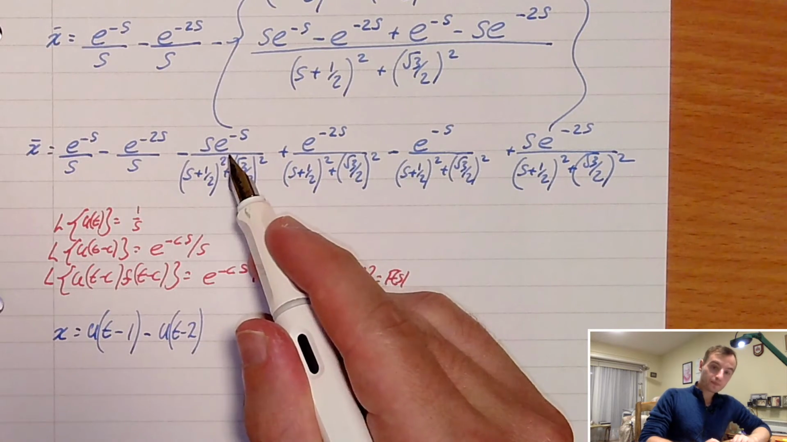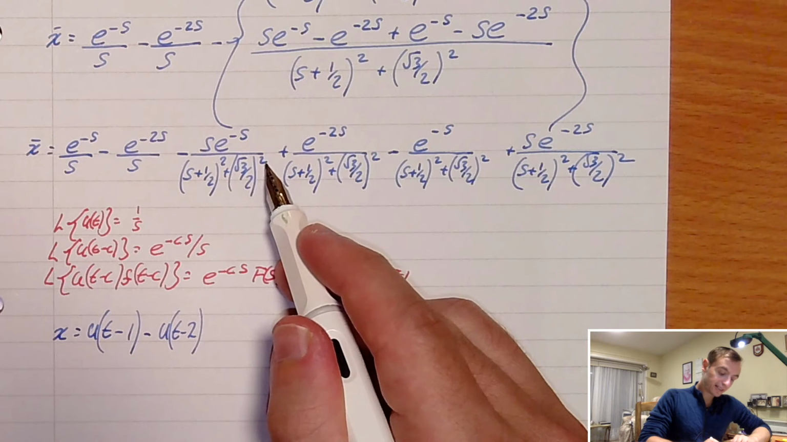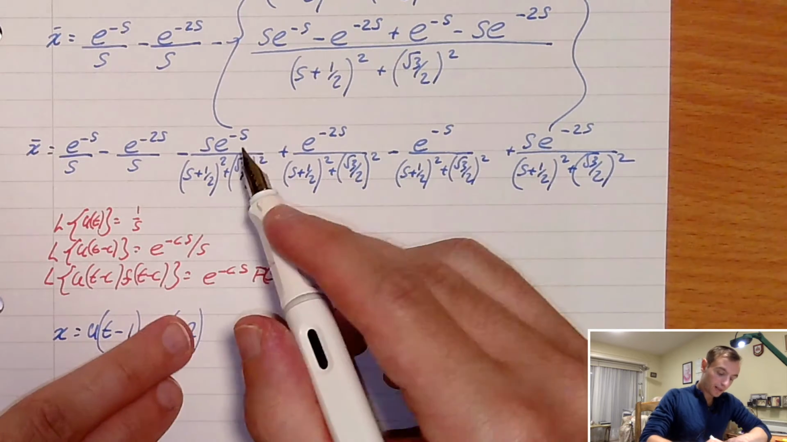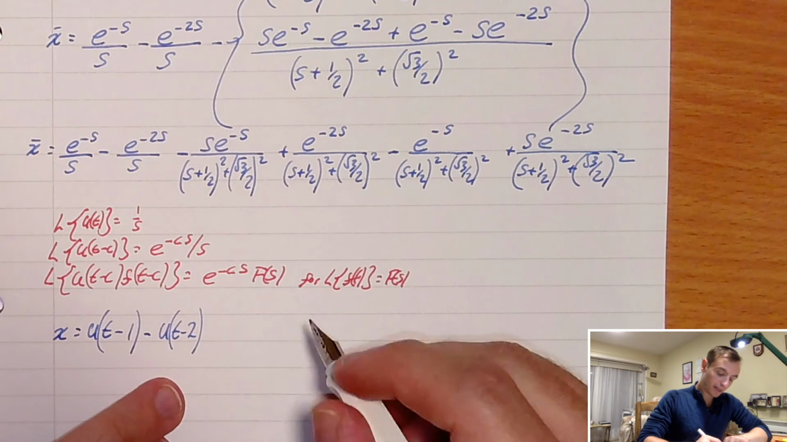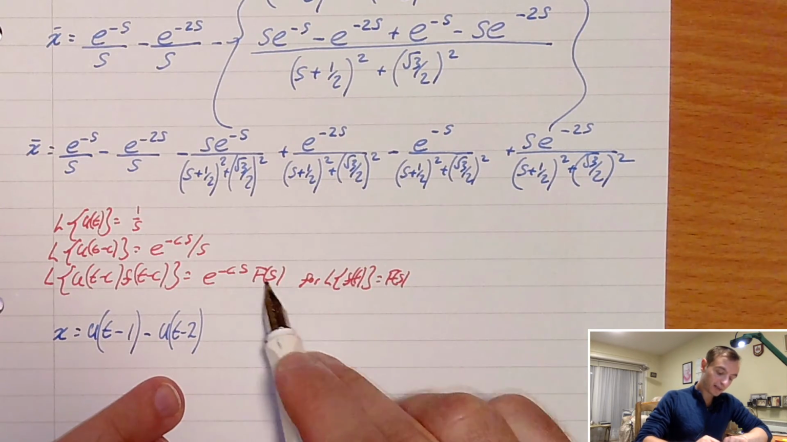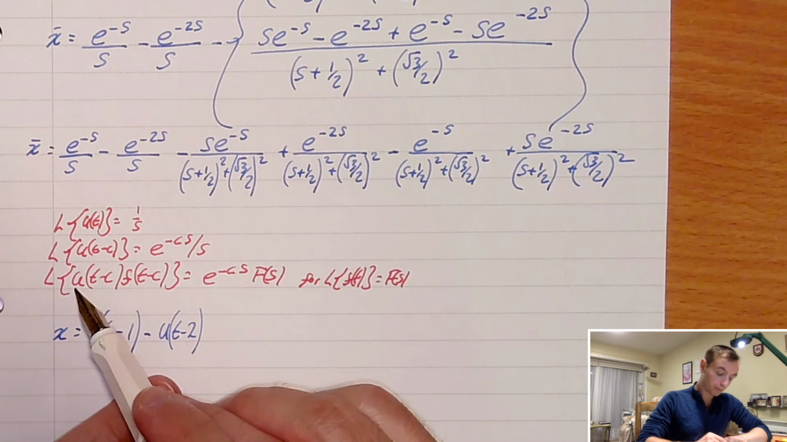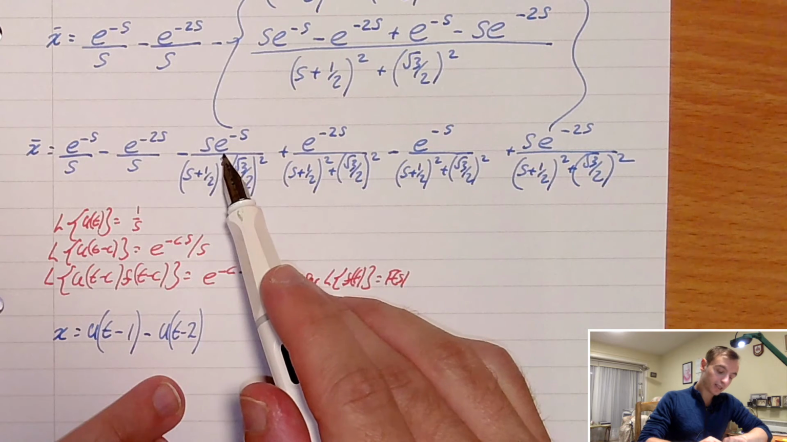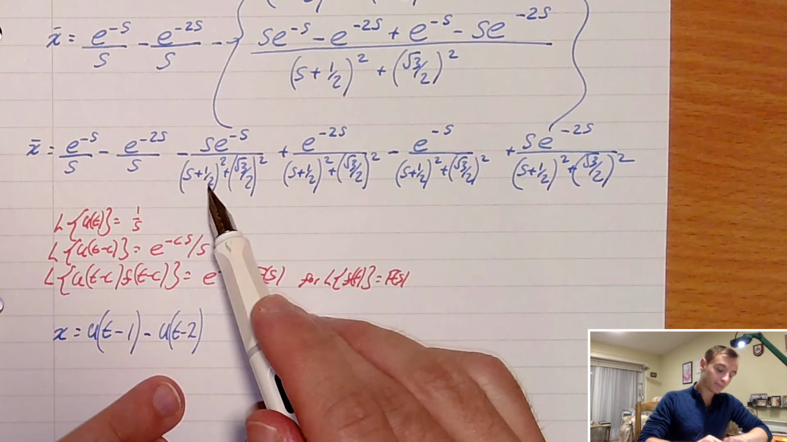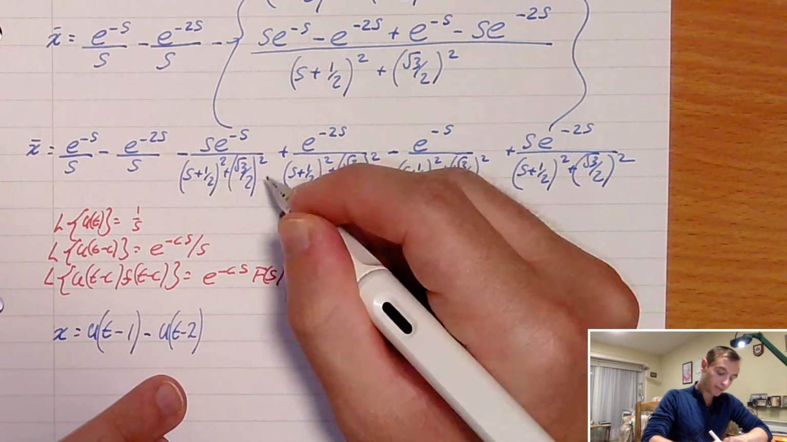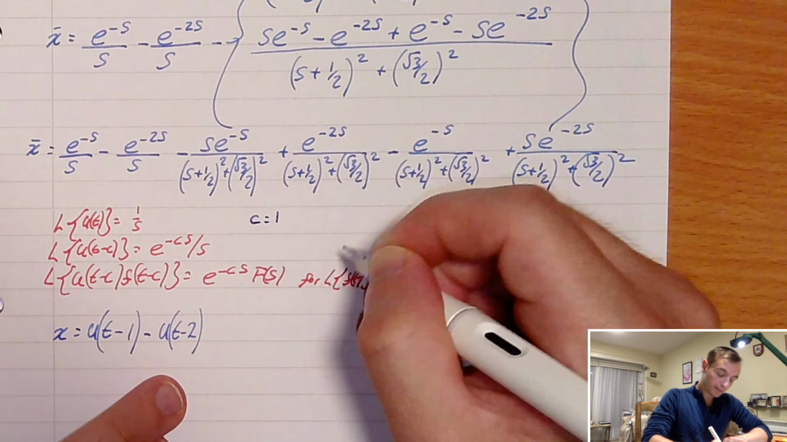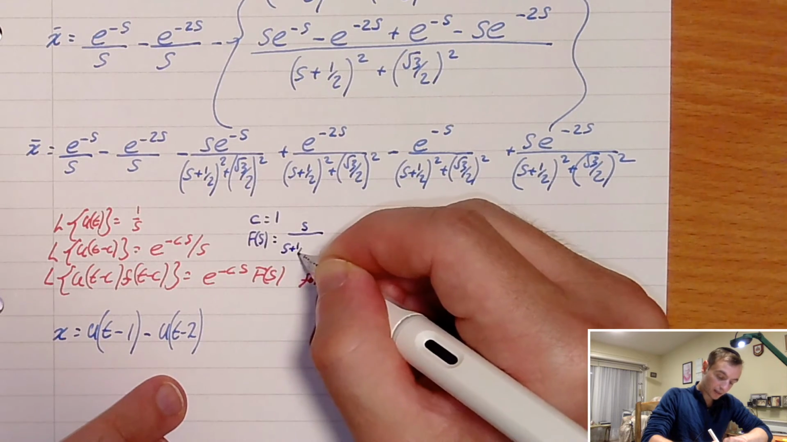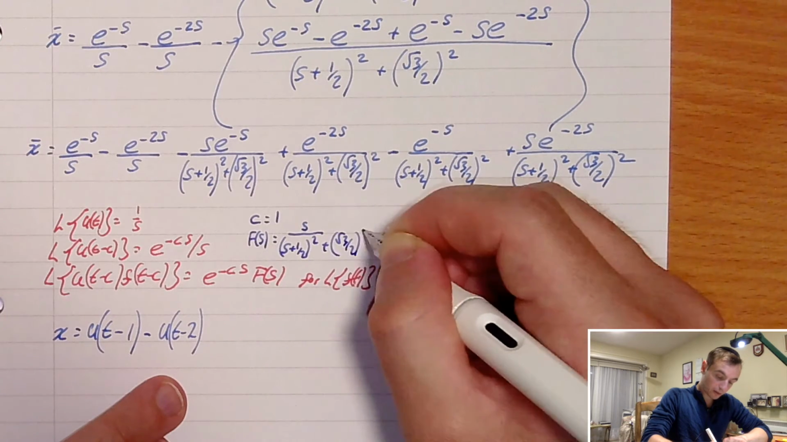Now for this term over here, s e to the minus s on s plus a half squared plus root 3 on 2 squared, we can see we've got an e to the minus cs dot F(s). Can you see that here? e to the minus 1s. So the inverse transform of e to the minus cs F(s) is going to be the inverse transform of the Laplace transform, which cancels the Laplace operation. So that's just going to be u(t minus c) f(t minus c). So we just need to figure out what f(t) is, if F(s) is the product with e to the minus 1s, which is s on s plus a half squared plus root 3 on 2 squared. So if we write that down for clarification, c in that case is going to be 1, and F(s) is going to be s on s plus a half squared plus root 3 on 2 squared.